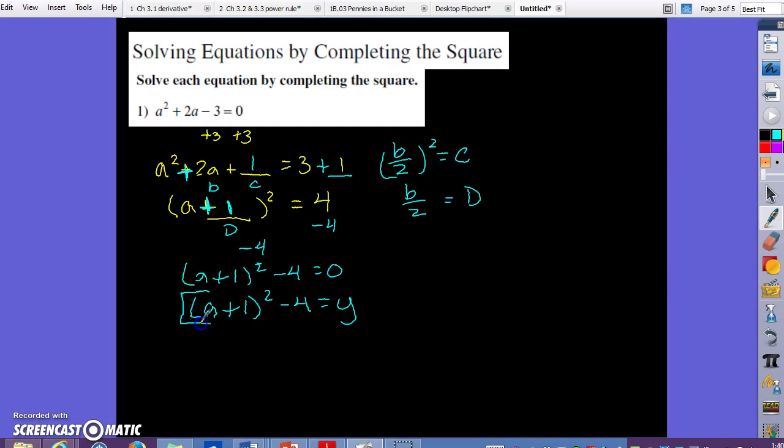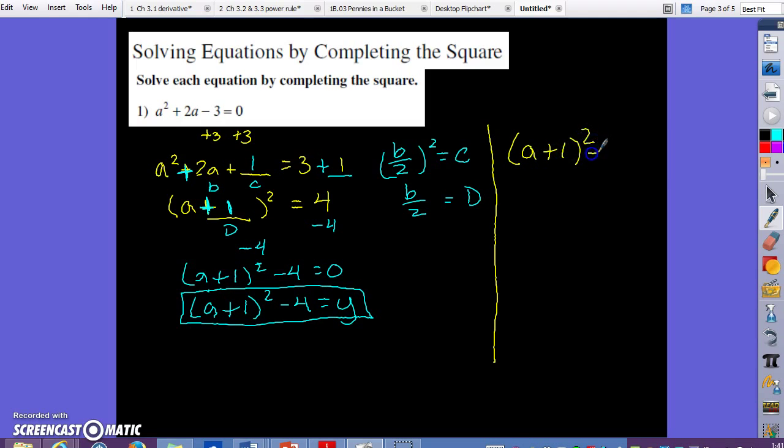And here is my equation. Okay, so now we're going to solve this equation. The easiest way to solve it is to take this vertex form, a plus 1 squared minus 4, and set it back equal to 0. I'm going to add that 4 to both sides. So we have a plus 1 squared equals 4.